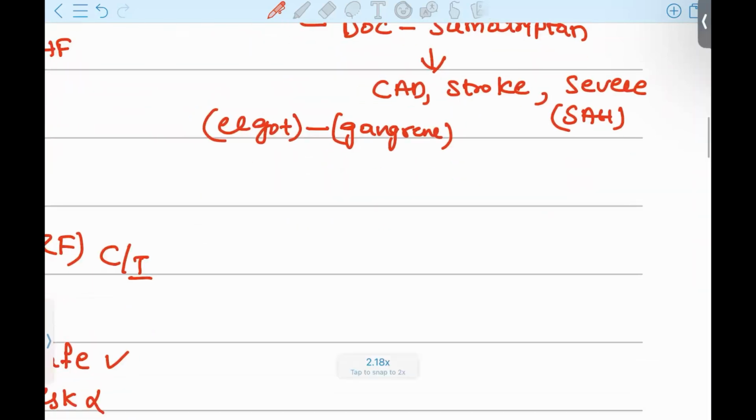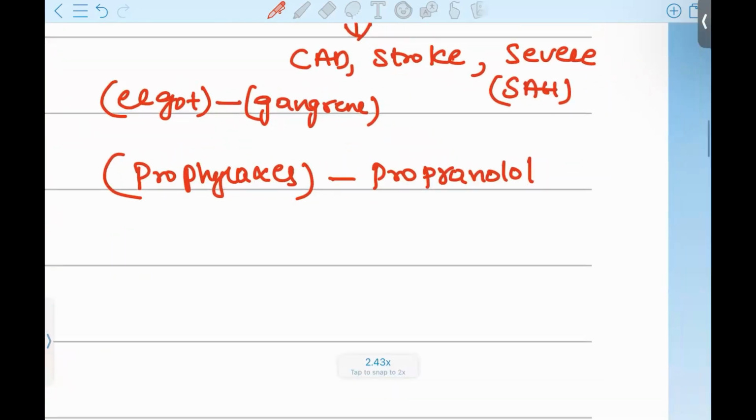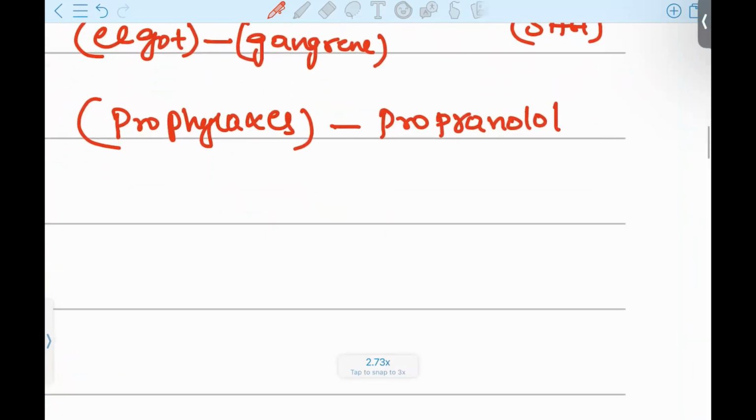And next one is prophylaxis. When it comes to prophylaxis for migraine, the drug of choice is propranolol. Okay, propranolol is a non-cardioselective drug. That's why we prefer this drug for migraine therapy. And another one is topiramate. Topiramate also can be given, and also amitriptyline, an antidepressant. Okay, antidepressants like amitriptyline can be given in these patients.